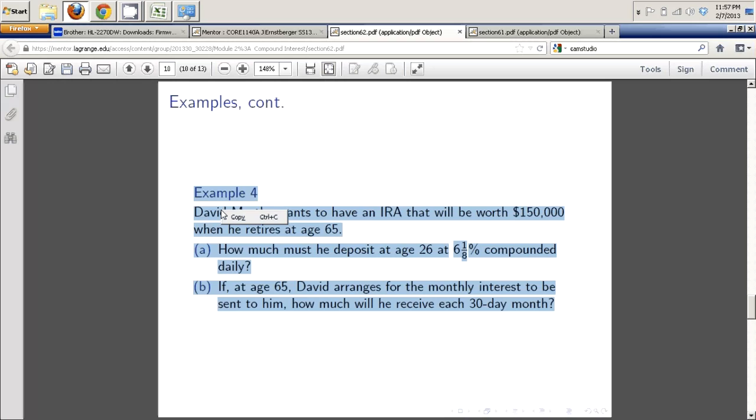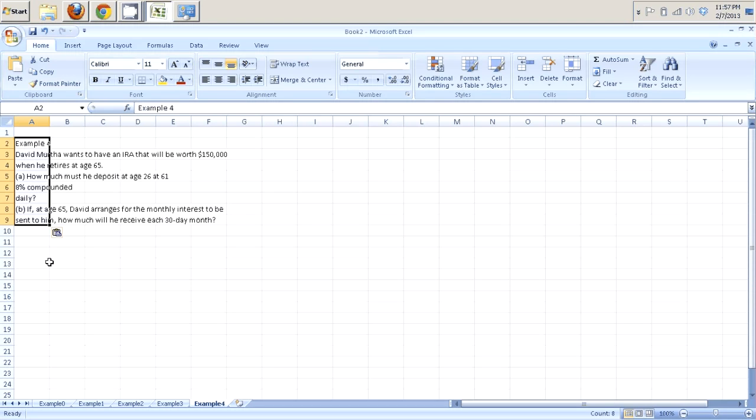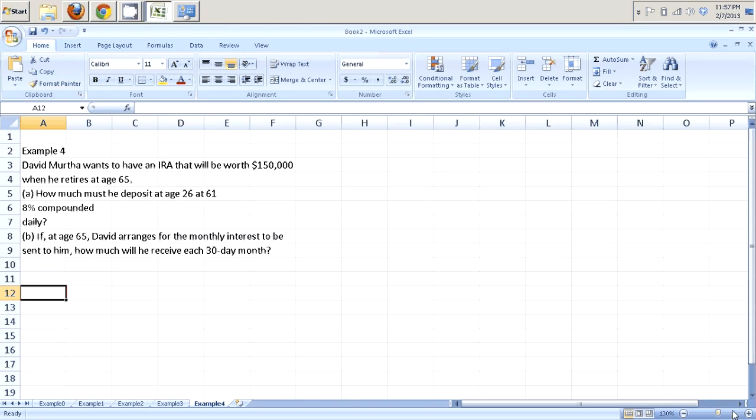I love Microsoft. There we go. So what do we know? We know what he wants the future value to be. So he's starting at age 26 according to that, and he's going to retire at age 65. So time looks like 65 minus 26. The rate is 6 1/8, that's 6.125%, which is 0.06125. And the compounding frequency is daily, which means it happens 365 times a year.